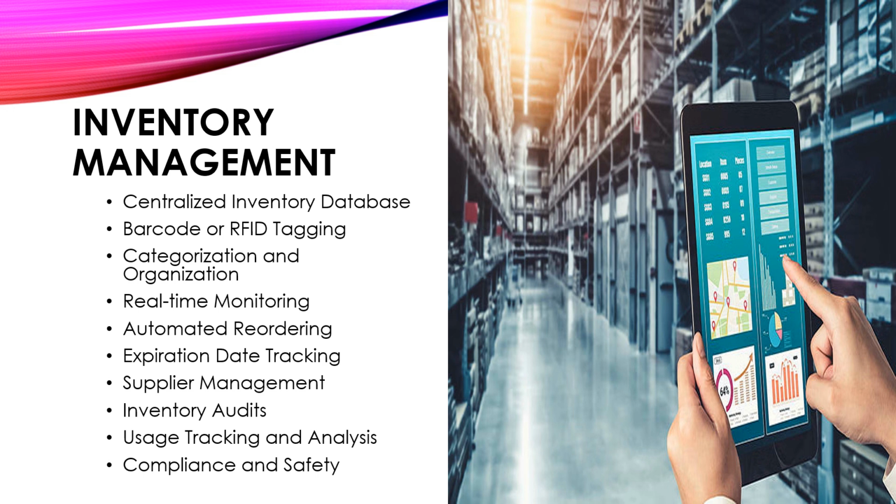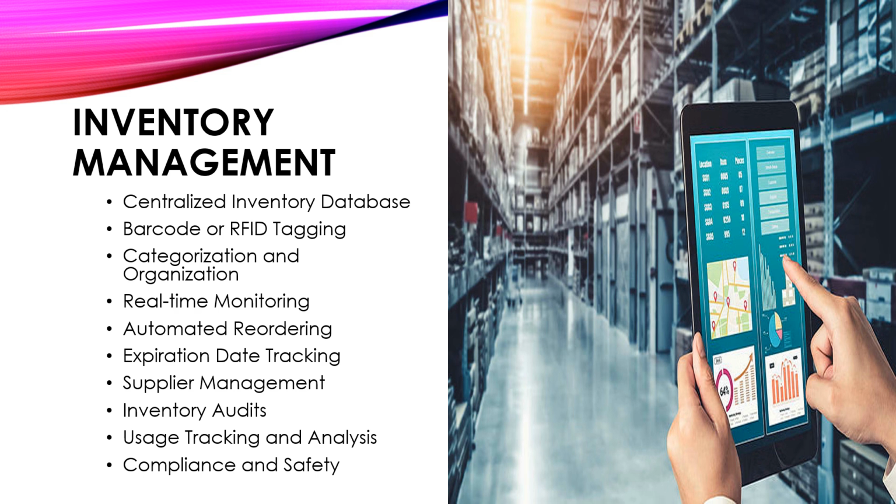Categorization and organization. Classify inventory items into categories based on type, usage, expiration date, and other relevant criteria. Organize items systematically within storage areas to facilitate easy retrieval and minimize the risk of errors. Real-time monitoring: implement systems that provide real-time visibility into inventory levels. This allows laboratory staff to promptly identify low stock levels, reorder items as needed, and avoid stockouts that could disrupt operations.